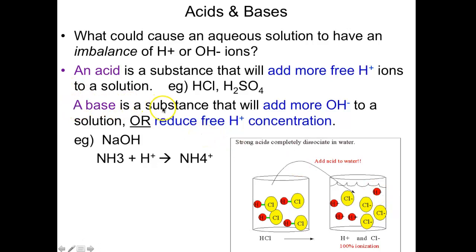A base does the opposite. A base is a substance that will add more hydroxide ions to a solution, or it can sop up, take away, or reduce the free hydrogen ion concentration. Look at ammonia. NH3, if you put that in water, it will suck up any extra H pluses to make NH4. You're reducing the H pluses, and that is going to be less acidic, or more basic.